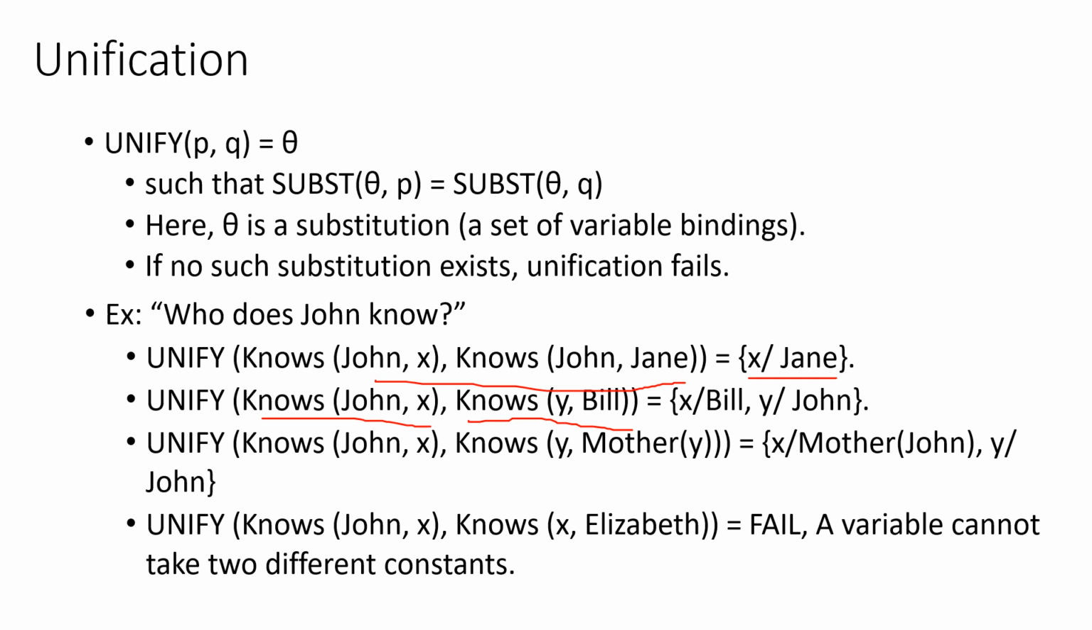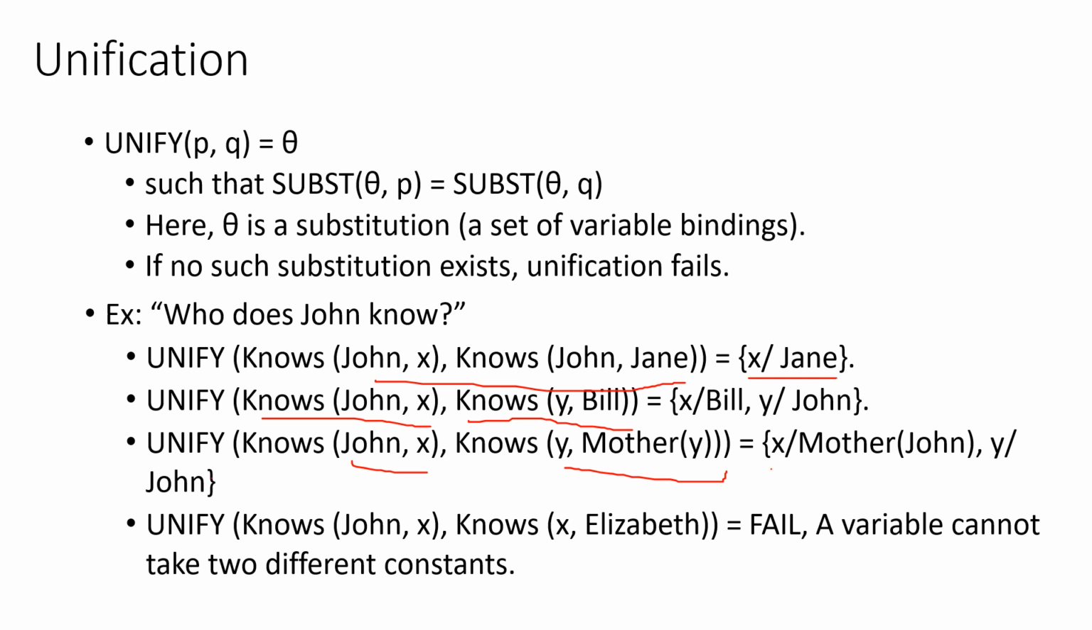Then third one, unify Knows(John, x) and Knows(y, mother of y). So here y matches with John. It is fine. Then x matches with the mother of y. That means y is John, right? So mother of John. So here y can be John, then x can be mother of John. So here also unification is possible. Here you can see x can be mother of John and y can be John.